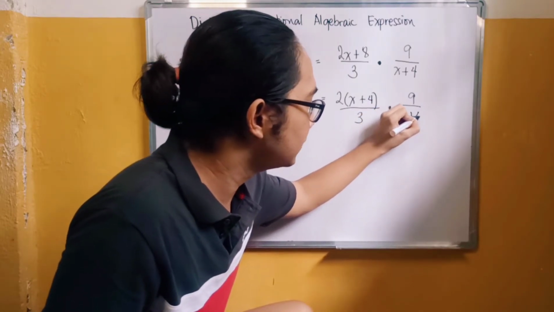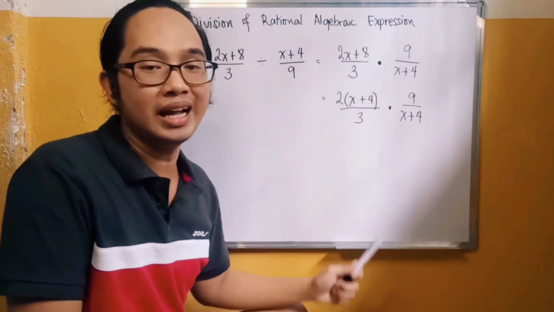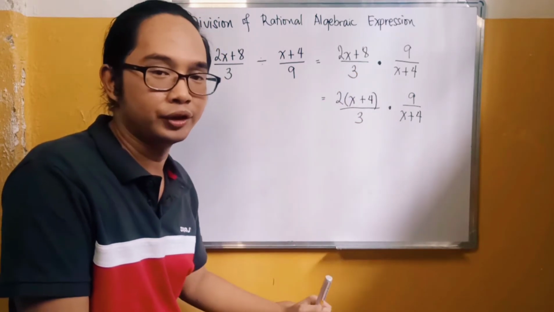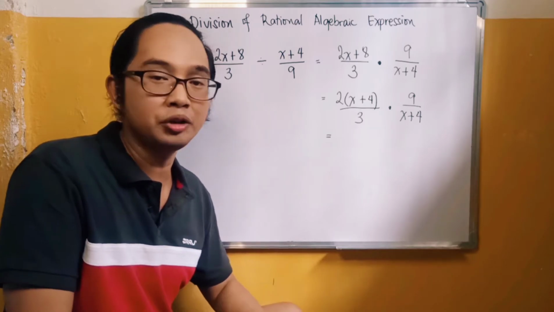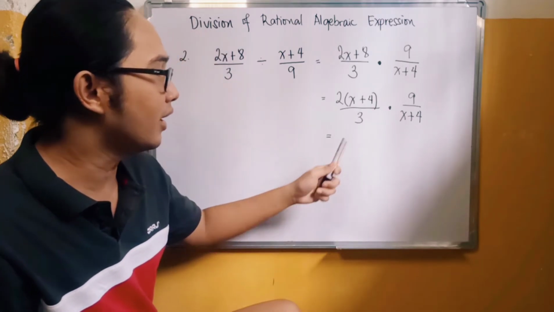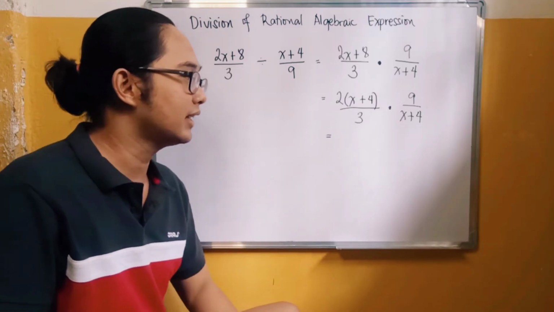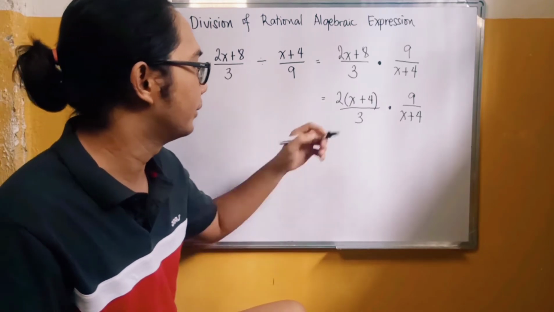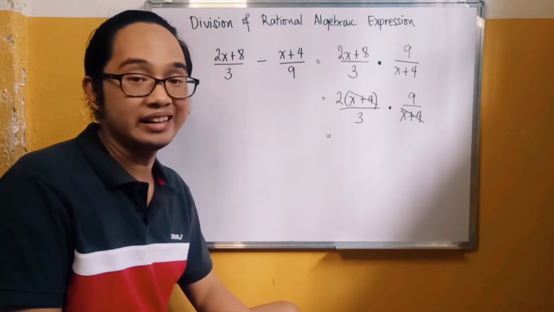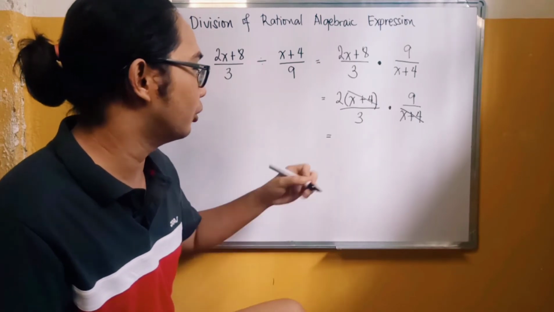Bakit ko trinopyo na lang si 9 over x plus 4? Dahil wala ng factors si 9 at si x plus 4. After natin ma-factor out yung mga dapat i-factor out, we need to cancel common factors. So, kita agad natin dito na pwede natin i-cancel si x plus 4. Ano pa ang pwede natin i-cancel? Si 9 at 3. Dahil pareho silang divisible by 3.